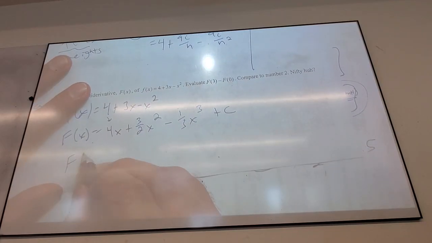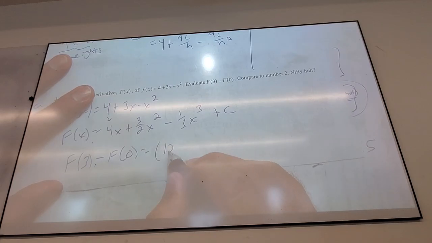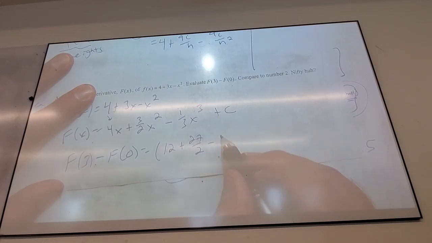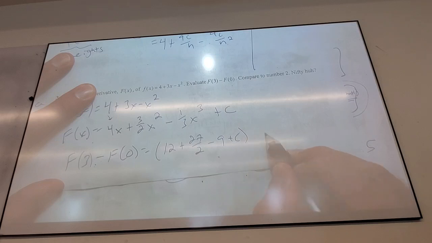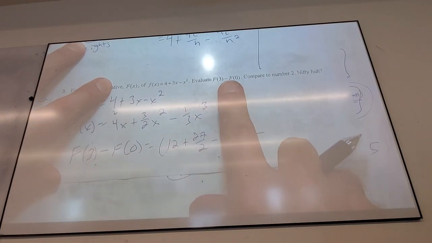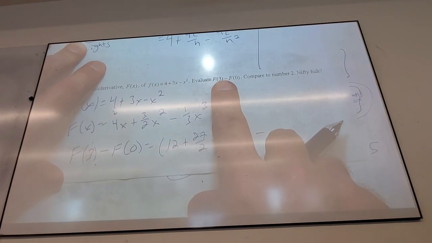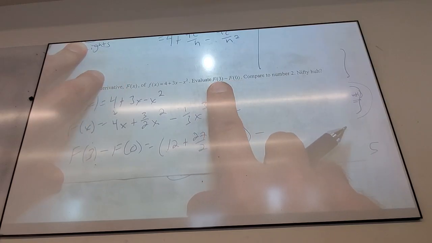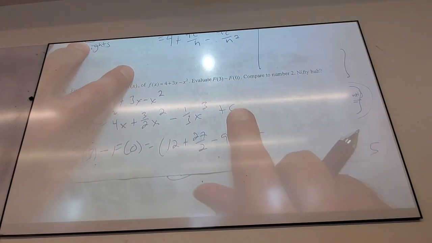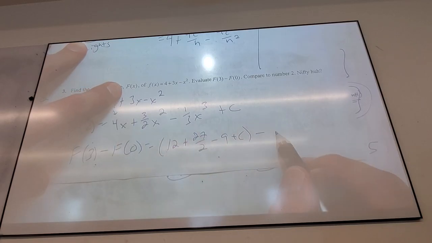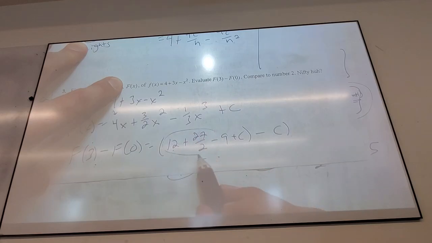So watch this. What's capital F of 3 minus capital F of 0? Let's see. Capital F of 3 would be 12 plus 27/2 minus 27/3 minus 9 plus C. Is everybody kind of with me? I'm just doing what the guy who did this told me to do. Just doing what I told myself to do. Evaluating F of 3 minus F of 0, the C cancels, yes? Does that look familiar? So it comes out to be 16.5.